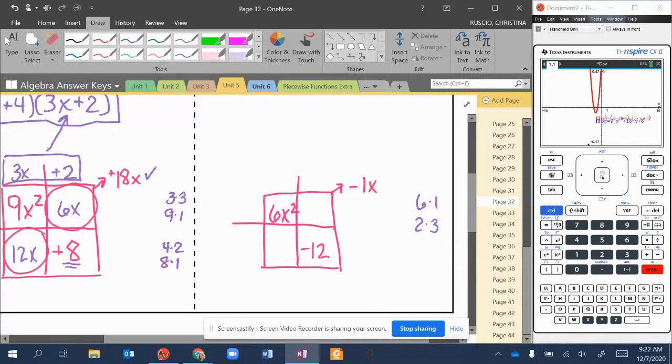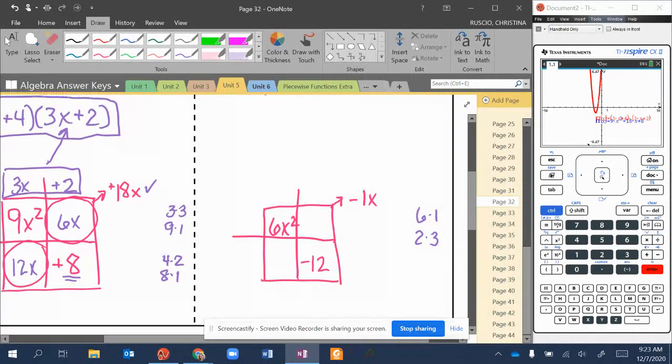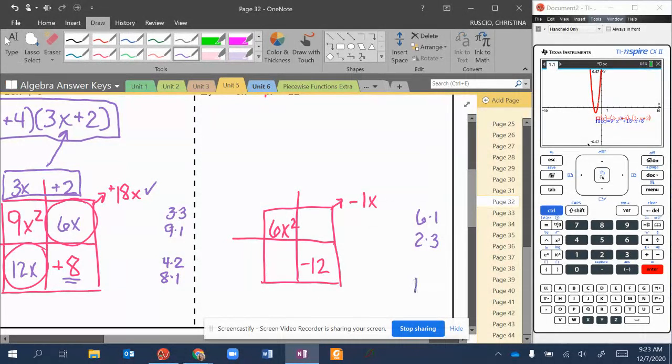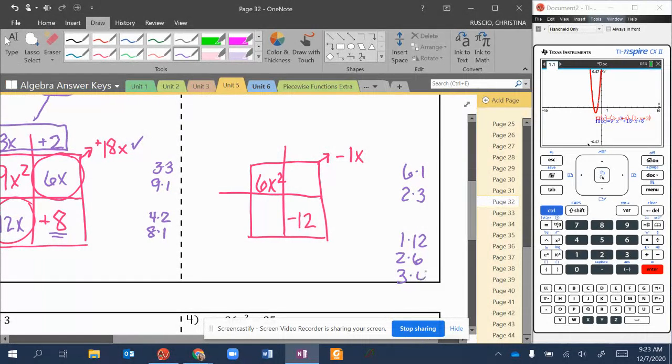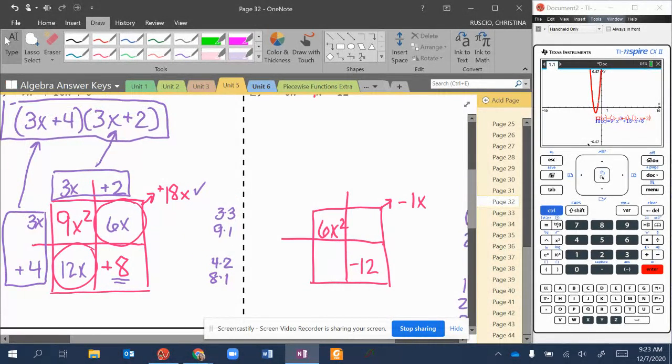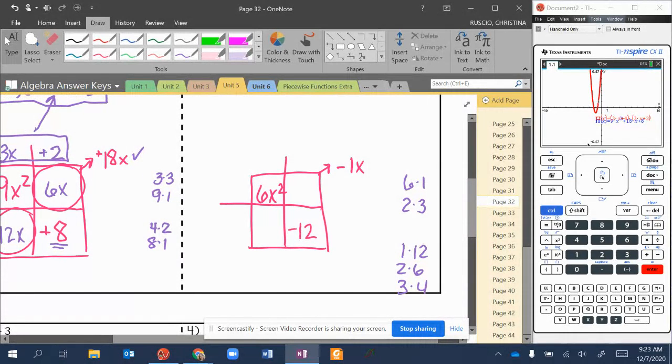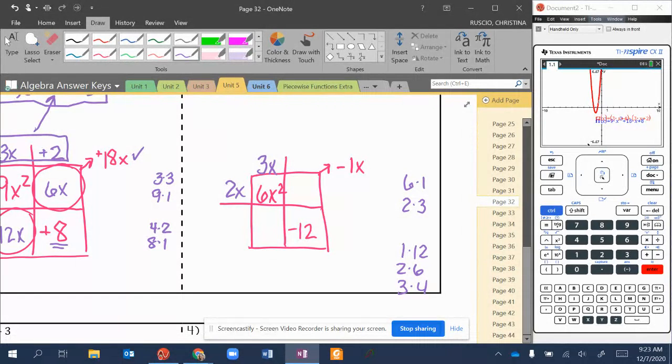Uh-oh, I have some negatives, so this can spice things up a little bit, but let's think about all the numbers that multiply to 12. 1 times 12, 2 times 6, and 3 times 4. Okay, so I am going to try first, maybe we'll try 3x and 2x. Again, that could change if my numbers here don't work, but let's just keep going with this. All right, two numbers that multiply to 12.